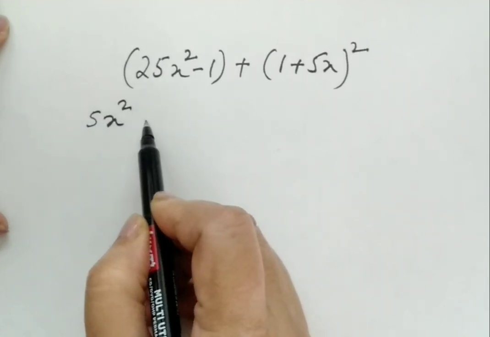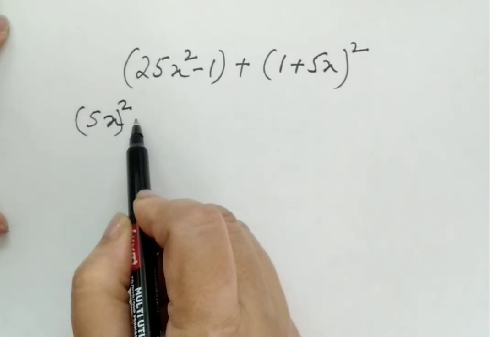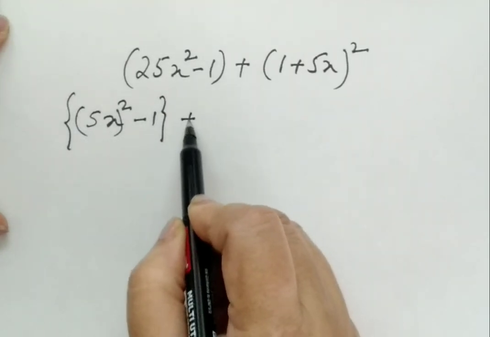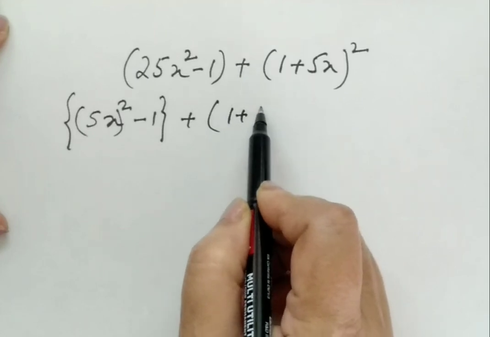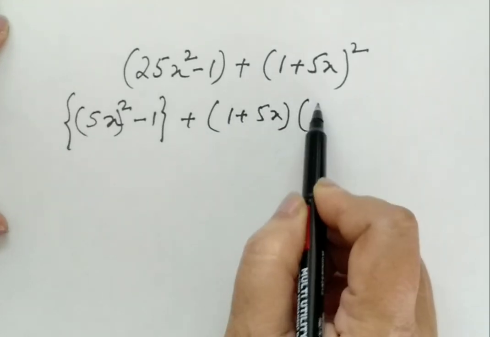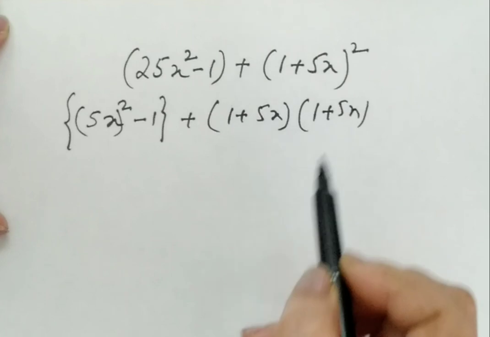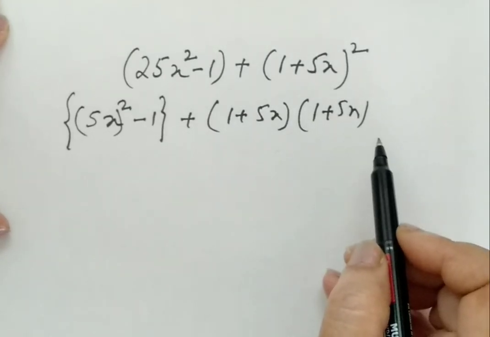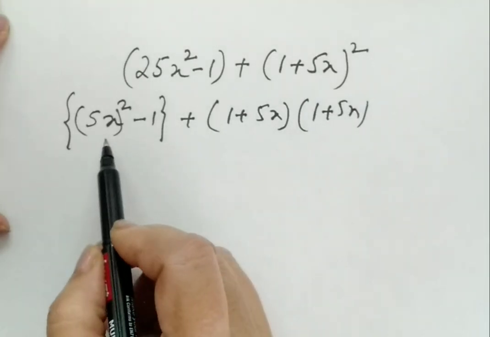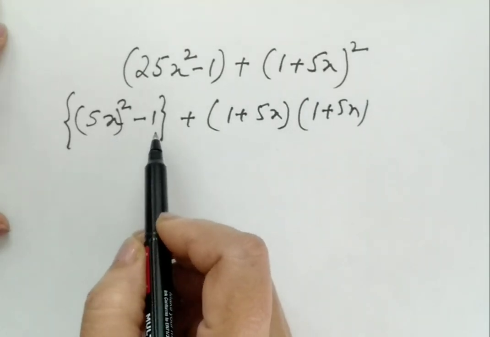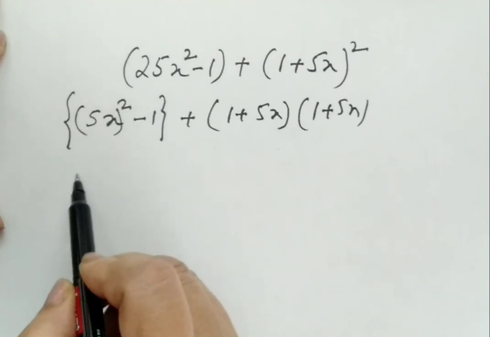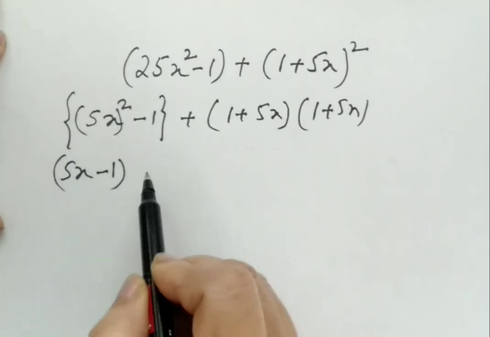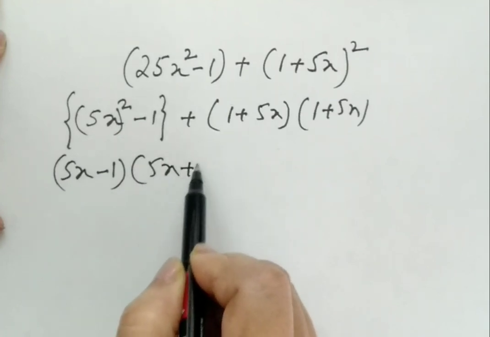(5x) squared, whole, minus 1 plus 5x, 1 plus 5x. There is a square, so there will be double. Correct? This reminds you of the a squared minus b squared formula, which means let's write (5x minus 1)(5x plus 1).